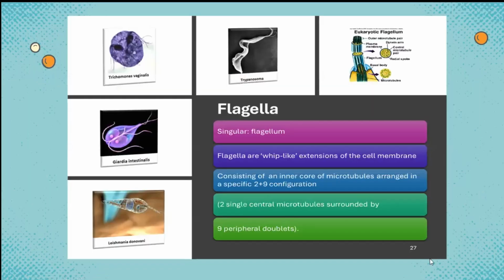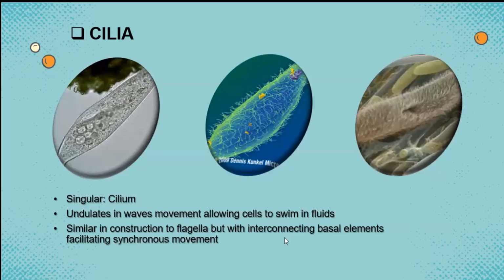Okay, next is flagella. The singular is called flagellum. Flagella are whip-like extensions of the cell membrane consisting of an inner core of microtubules arranged in a specific configuration. So two single central microtubules surrounded by 9 peripheral doublets. Okay, next is cilia. The singular is called cilium. It indulges in wave movement, allowing cells to swim in fluids. It is similar in construction to flagella, but with interconnecting basal elements, facilitating synchronous movement.